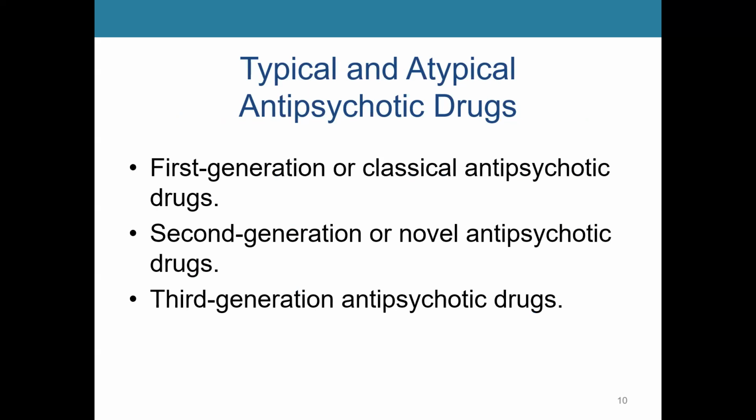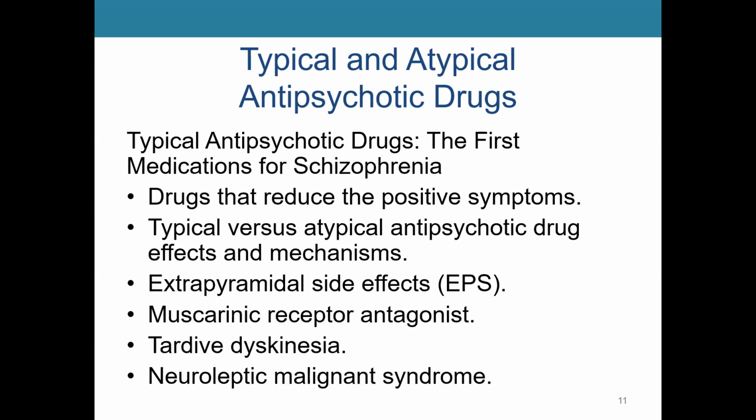Researchers and clinicians refer to the typical antipsychotic drugs as the first generation or classical antipsychotic drugs. The term neuroleptic is synonymous with a typical antipsychotic drug. The second generation or novel antipsychotic drugs are the atypical antipsychotic drugs. Third generation antipsychotic drugs describe newer agents that may differ pharmacologically from drugs in these other categories. We'll look at all of these.